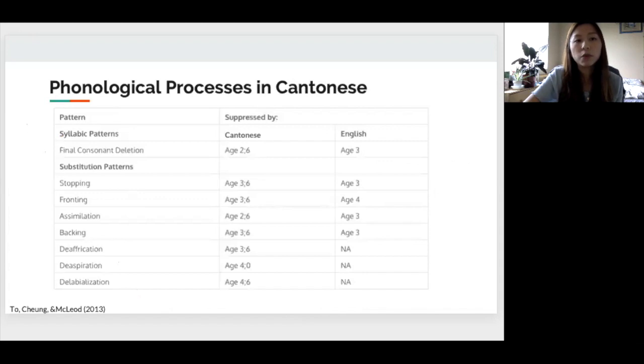Here is a chart for phonological processes in Cantonese. As you can see, similar to English, final consonant deletion, stopping, and fronting are some phonological processes that should be resolved at an early age. Backing is quite common in Cantonese, but not as much in English. So that is something that you might want to look out for when you are assessing speech sound development on a bilingual child.